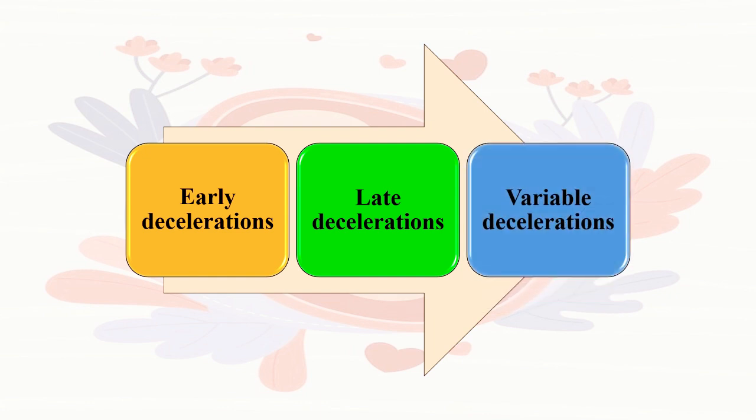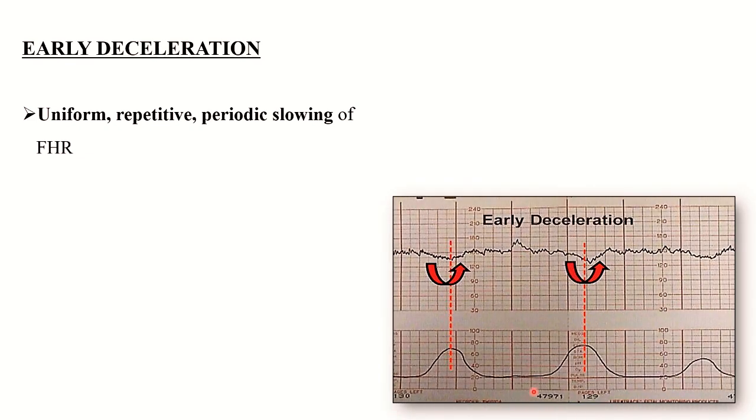In the early deceleration, the graph is usually uniform, repetitive, and there is periodic slowing in the fetal heart rate. As you can see here, this is an example of early deceleration. We can see that whenever there is a uterine contraction, there is a simultaneous decrease in the FHR value. Here also, when there is uterine contraction, simultaneously the FHR value is coming down.